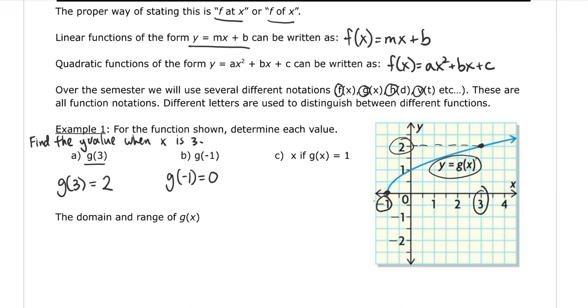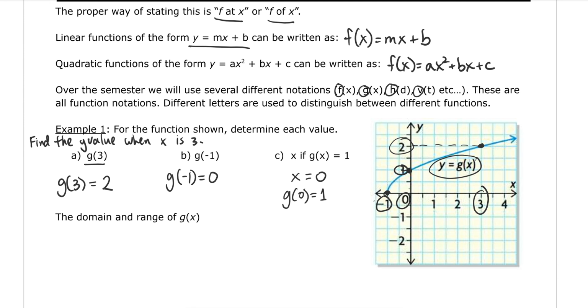Okay. Now, what if you're told the y value? What if you're told the function evaluates to 1? So here is 1. Where on the graph is y equal to 1? It's right there when x is 0. So what is x when g of x is equal to 1? Well, x equals 0. So in other words, g of 0 is equal to 1.